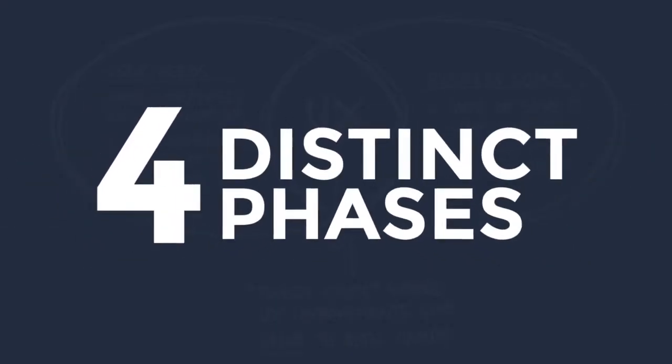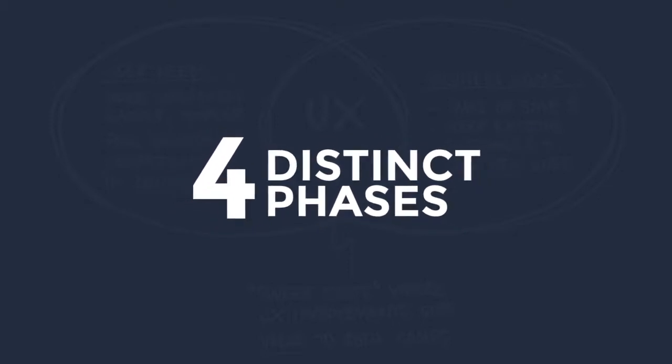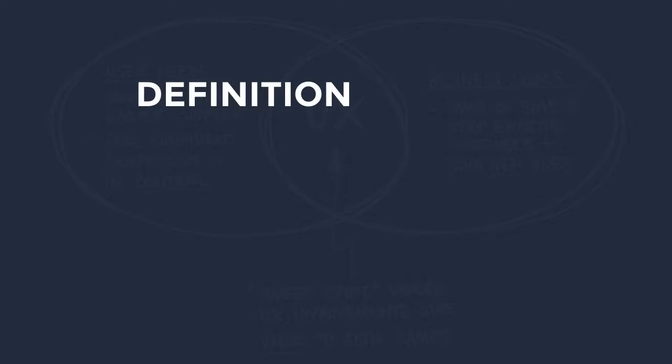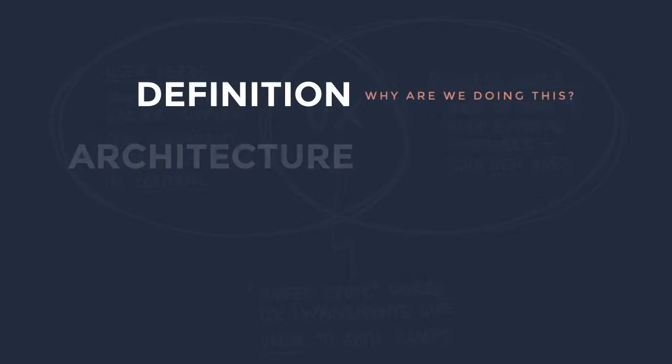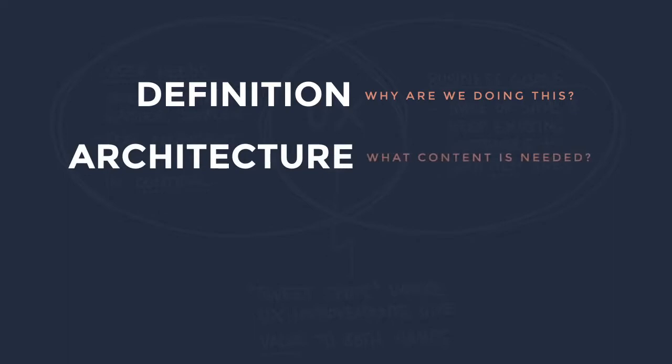I'm going to walk you through 4 very distinct phases of building something. All right, we're going to start with definition, which is why are we doing this? Why does it matter to users? Why does it matter to the business? Information architecture, what content is needed? How much of it is there? What are we going to call it? How are we going to categorize it?